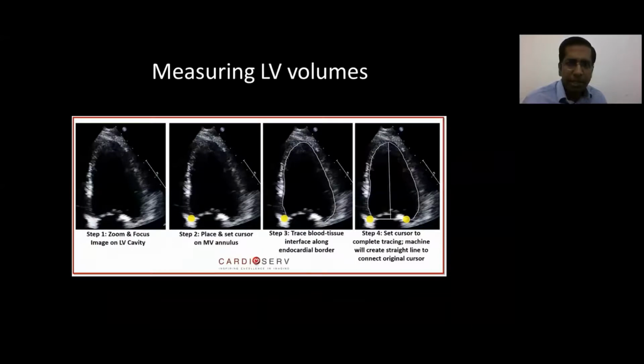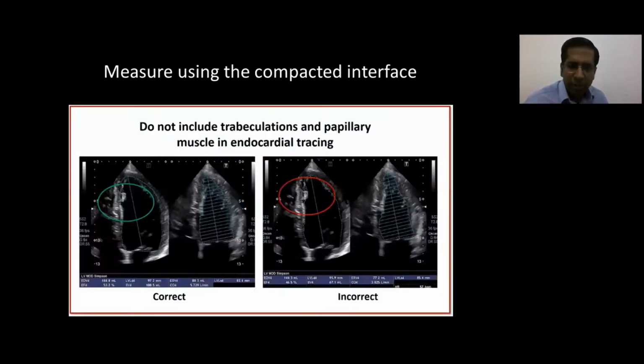Now, measuring LV volumes, you start from here, go along the interventricular septum, along the compacted myocardium, as has been shown. You end here, you don't come all the way here, and you ensure that this particular line goes to the apex and is perpendicular to this annular plane. That is important to ensure, and I'll tell you why in a moment.